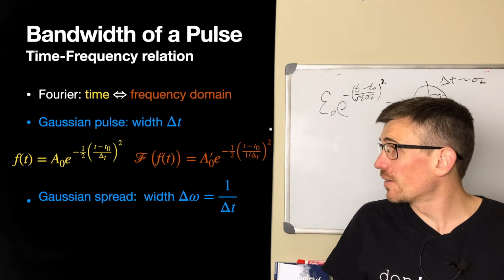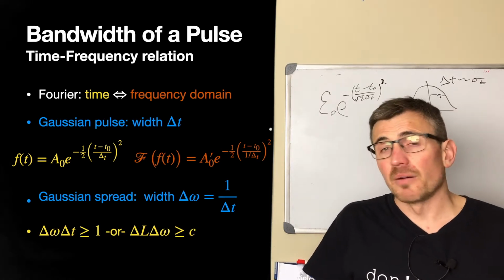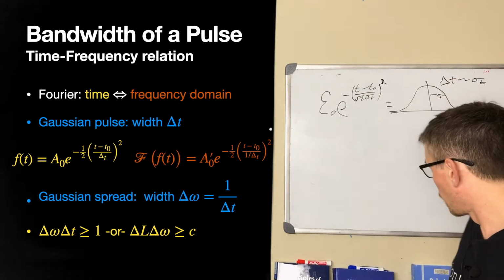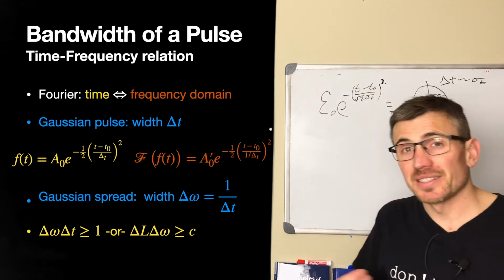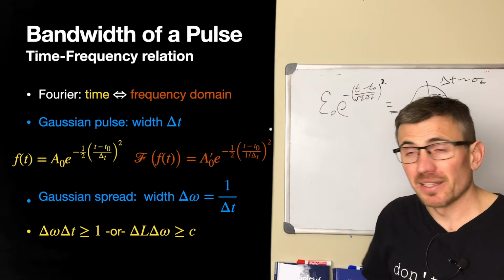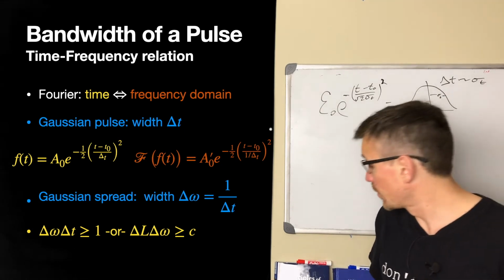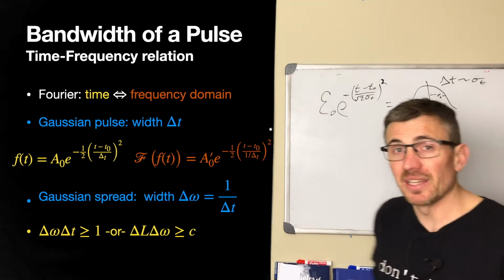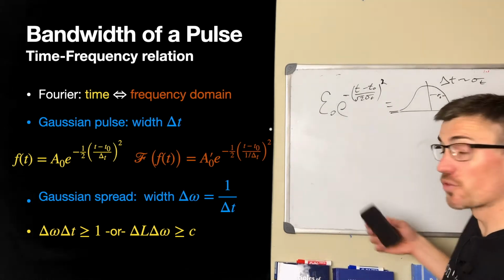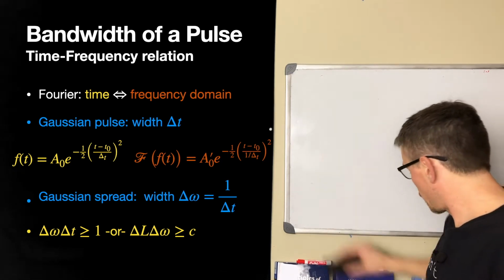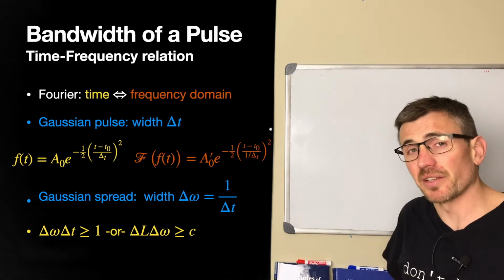This is actually a fundamental relation that we have: delta omega times delta t is greater than or equal to 1. In fact, the Gaussian is a special case. It's the minimum spread. Any deviation from that Gaussian will lead to this product, delta omega times delta t, being greater than 1. So this equality holds just for Gaussians. And this should remind us of something, actually.